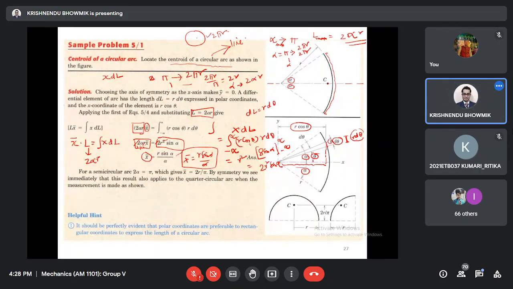Now you consider when alpha equals pi by 2. If alpha equals pi by 2, you put it here. Then what is the x bar value? It is r upon pi by 2, so 2r by pi. That is the reason this is the centroid. This distance is twice r by pi.